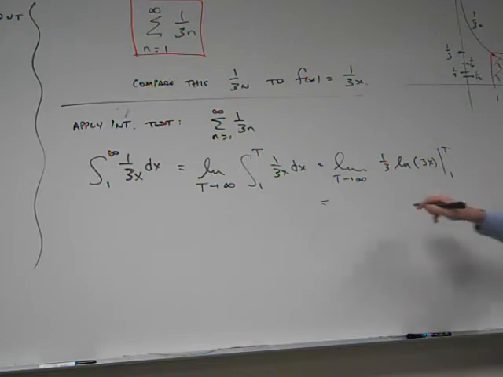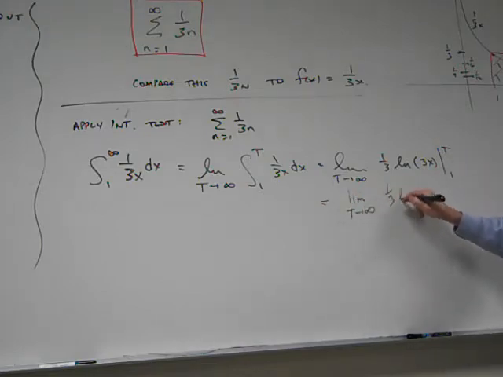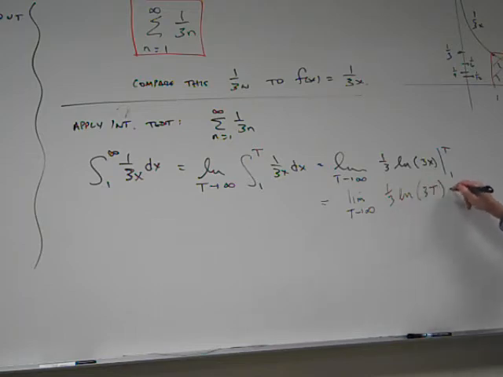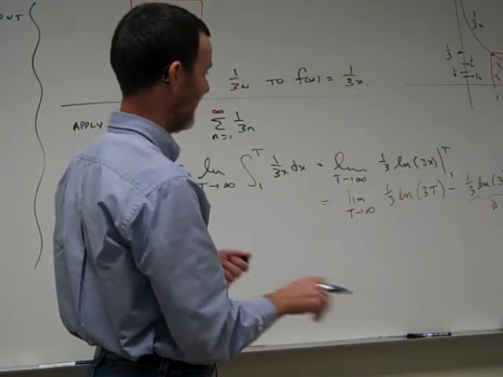I plug in t, I get the limit as t goes to infinity of 1/3 natural log of 3t minus 1/3 natural log of 3. I plug 1 in, I subtract them, that's a number. But as t goes to infinity, the natural log goes to infinity. Wouldn't it be 1/3 natural log of x? That's what I thought too, because you throw the 1/3 in front. You took the 1/3 out, so you're left with 1 over x.